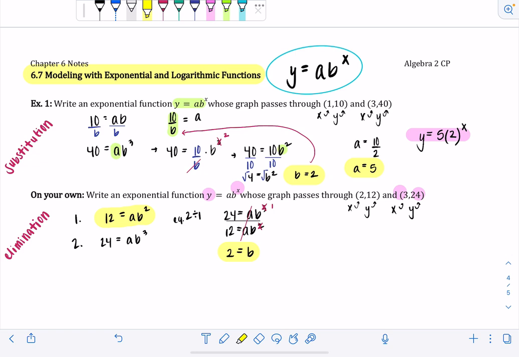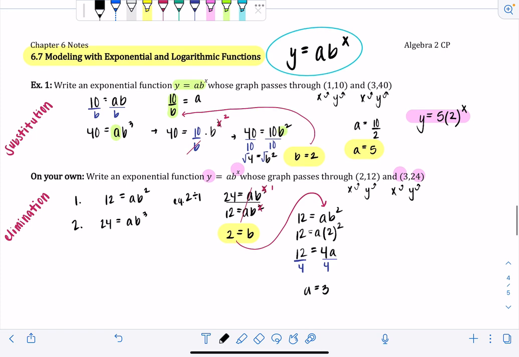I'm going to use equation 1, the one that starts with the 12. So I'm just going to rewrite it up here. 12 equals ab squared, and then I'm going to take that 2 that I just got for b and plug it in. So I have 12 equals a times 2 squared, and 2 squared is 4, so 12 equals 4a. My goal is to get a by itself, so I'm going to divide both sides by 4, and then I end up with a equals 3.